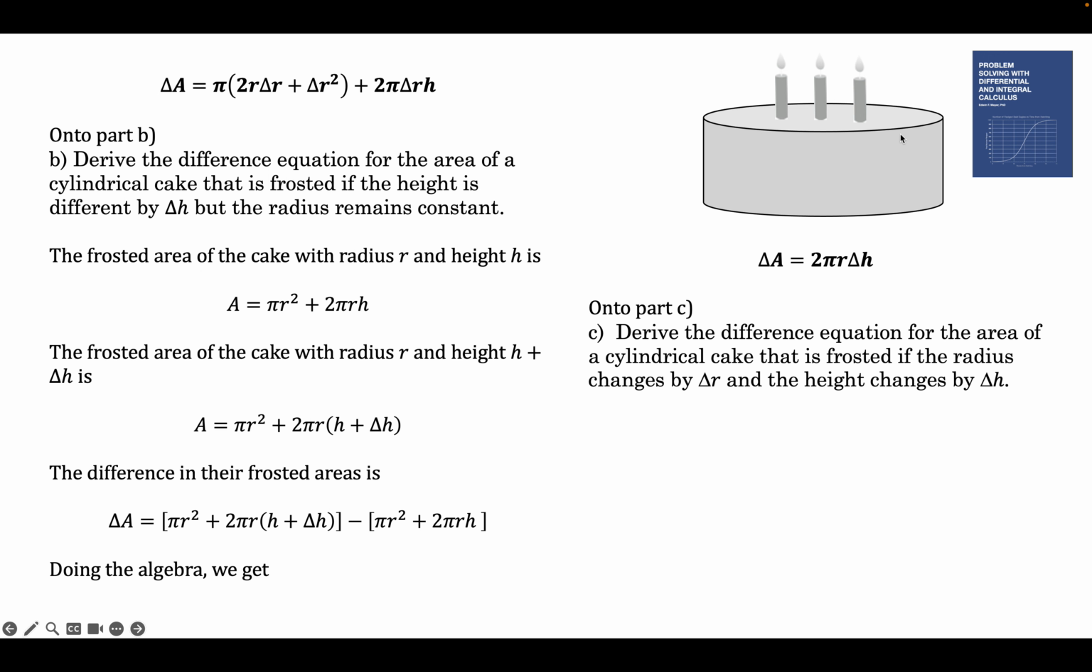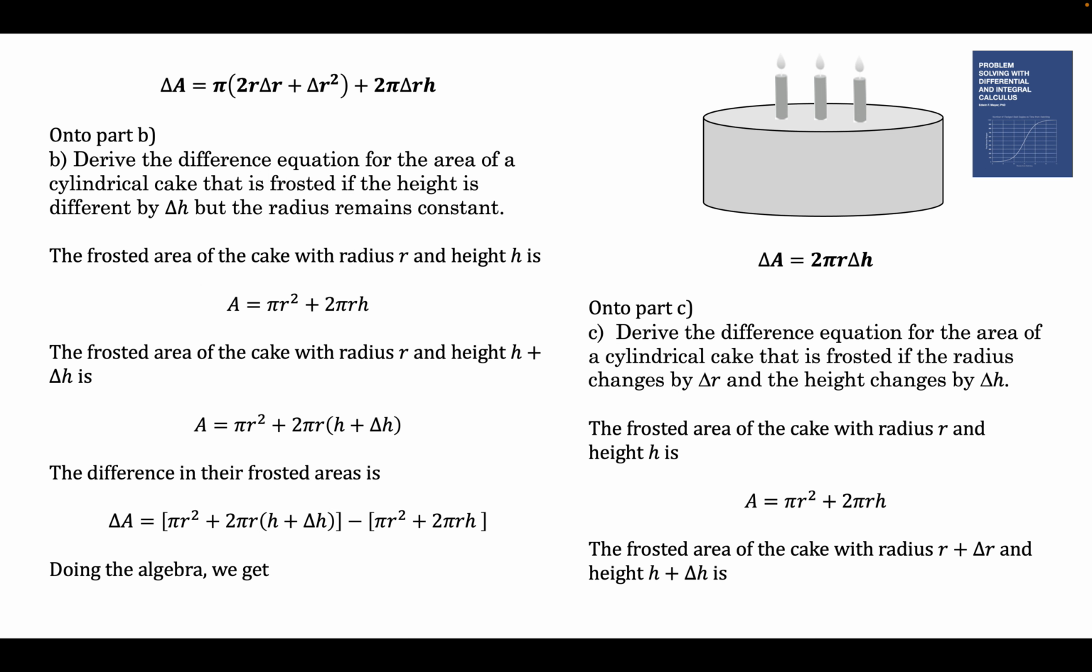Part C, now we're going to change them both. So we change the radius, we change the height. What's the change in the frosted area? There's going to be a lot of algebra here, but that's what happens when you do science. You have to deal with algebra. Don't fret. So here's where we start.